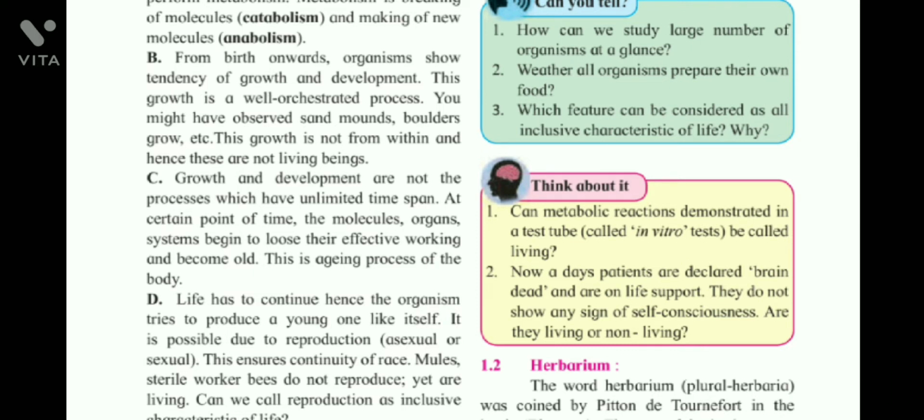Life has to continue, hence the organism tries to produce a young one like itself. It is possible due to reproduction, asexual or sexual. This ensures continuity of race. Mules, sterile worker bees do not reproduce yet are living.